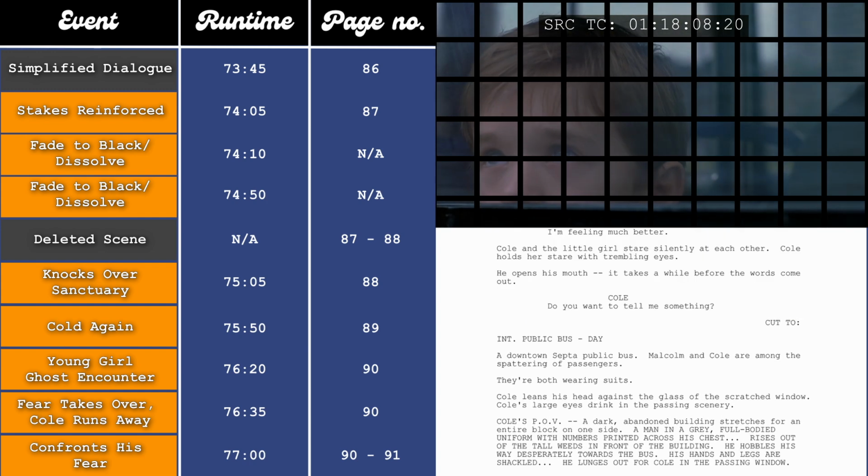Cole and Malcolm then head off on a journey to help the girl at the 78-minute and 10-second mark, which is page 91 in the script, putting the plan into action, further showing that Cole is starting to grow. This scene starts drastically different in the script compared to the film.